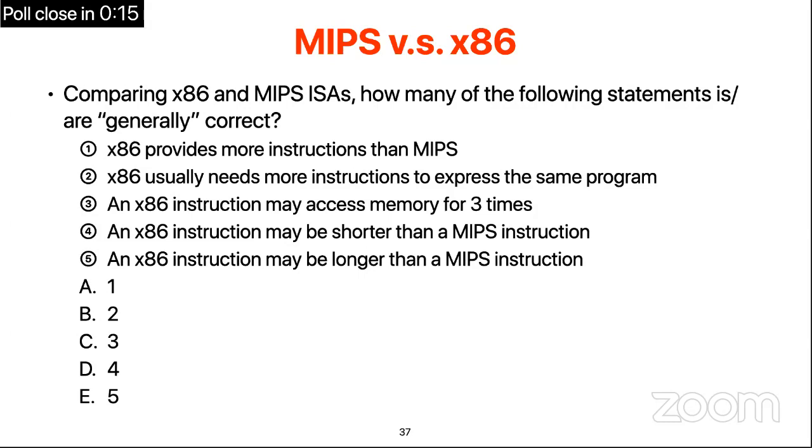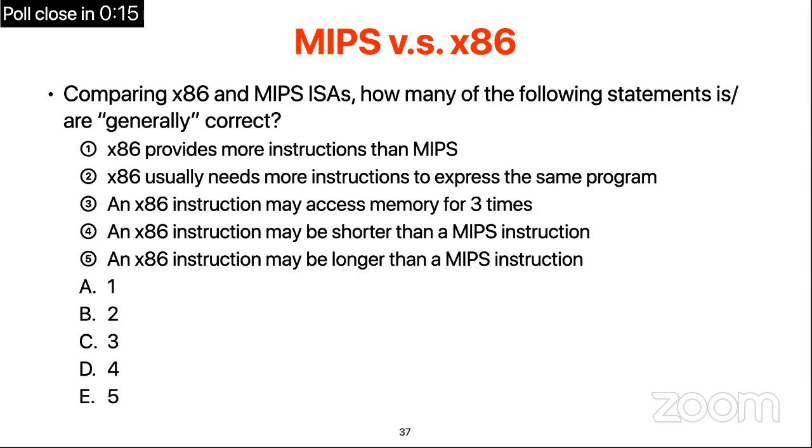Okay, what are the 3 you think? So x86 provides more instructions than MIPS, and x86 may access memory 3 times. What are the 3 times you have in mind? It's one of the examples that you provided, where it accesses an index of an array using its base address, something like that.